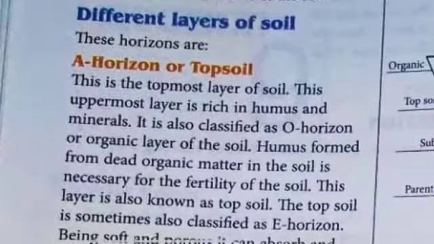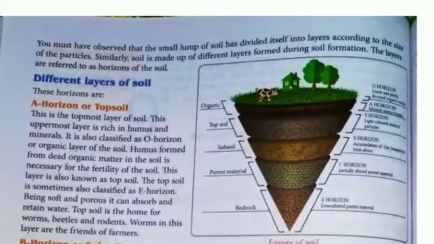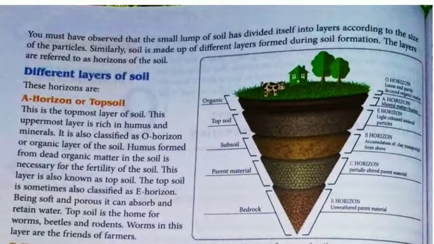Now come to the different layers of soil. These layers are: A horizon or topsoil. Look at this. This is the topmost layer of soil. The uppermost layer is rich in humus and minerals. Humus means plants and animals and their decomposing materials also. It is also classified as O horizon or organic layer of the soil.